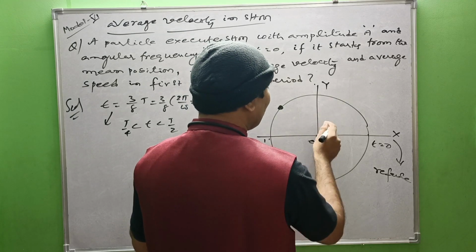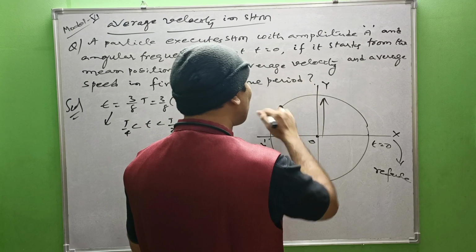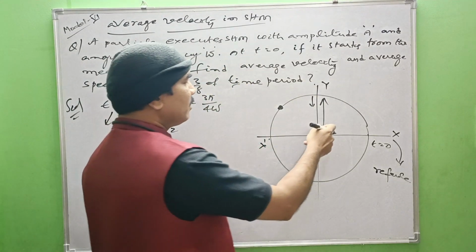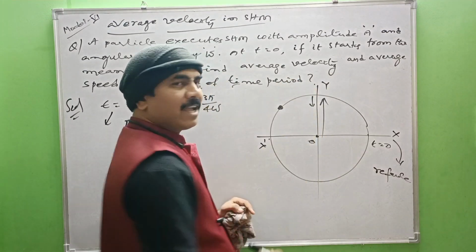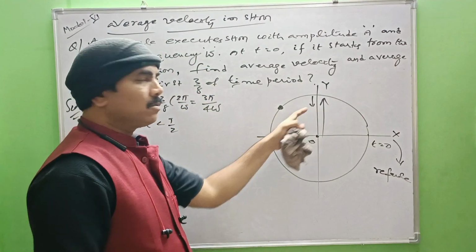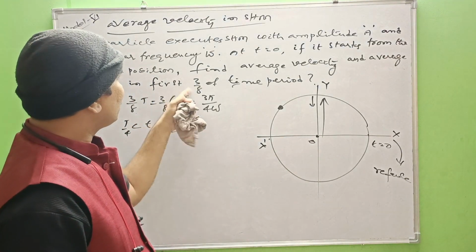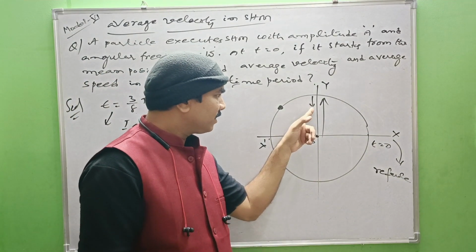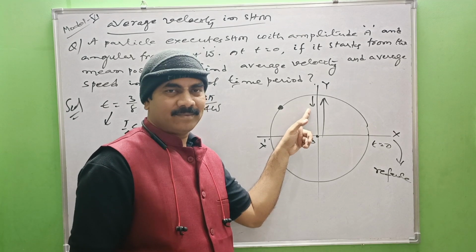Why? Because within one quarter of the time period, projection rises like that. In the next quadrant, projection decreases like that. Right? See here, this was T by 4 plus some small fraction of time. But if you add these two, definitely less than T by 2. So at t equal to 3 by 8th of time period, we came to know that the projection of particle on y-axis is retracing, right?